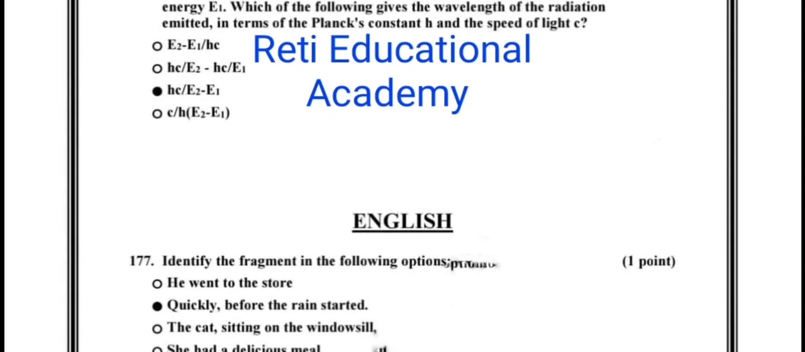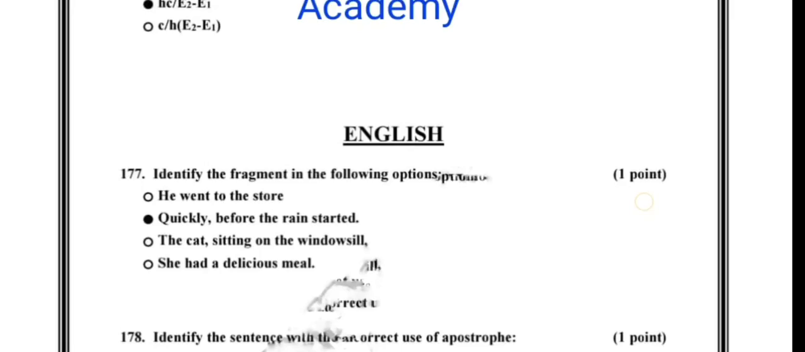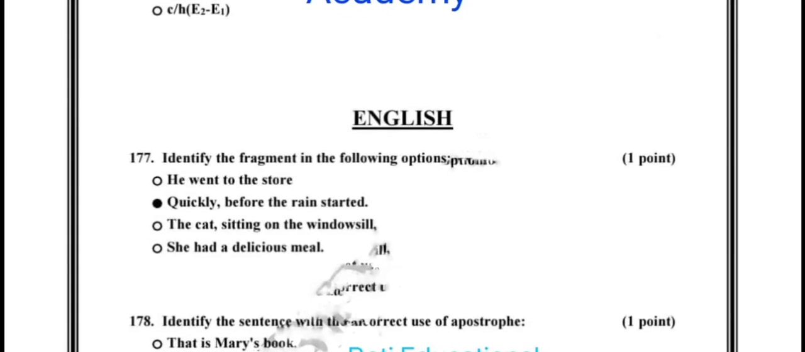In this video, I am going to share English MCQs from Sindh MDCAT 2023 conducted by Jinnah Sindh Medical University. Question number 177. Identify the fragment in the following options, and the correct option is quickly before the rain started.